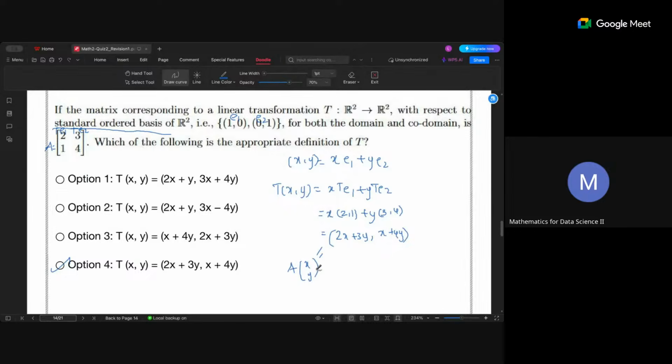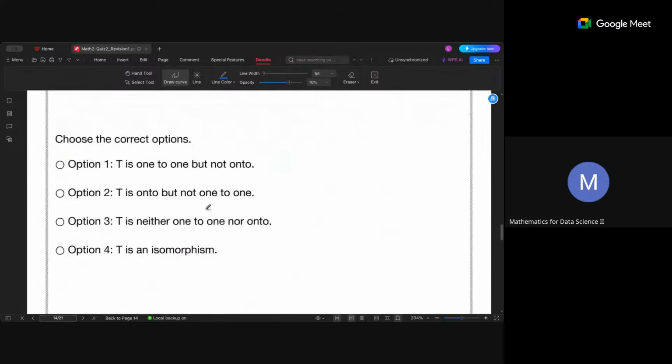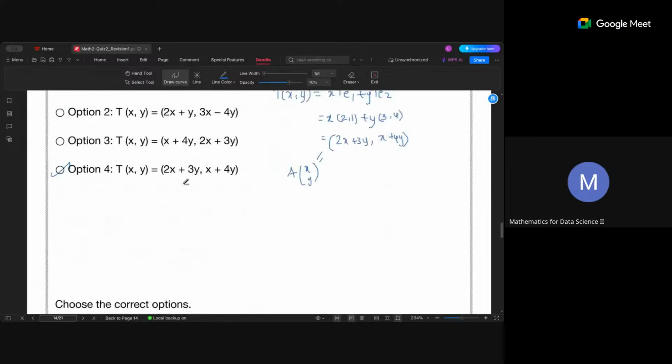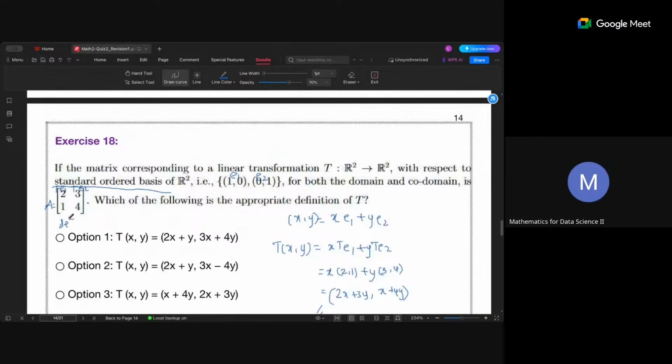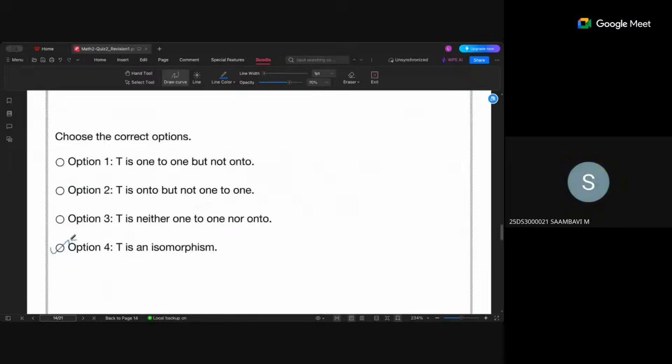Okay. Fine. Now for this above transformation, which of the following options are correct? T is 1 to 1, T is onto, so which one? Look at the matrix. What's the determinant? 8 minus 3. Non-zero. It's non-zero, so it should be one-to-one and onto. Isomorphism.